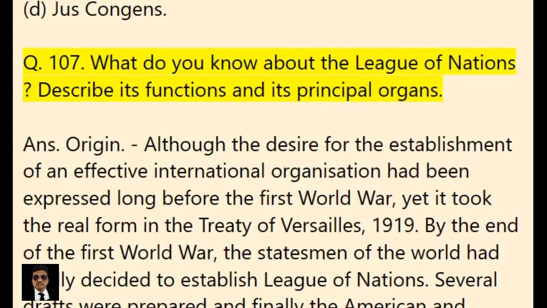Q107. What do you know about the League of Nations? Describe its functions and its principal organs.